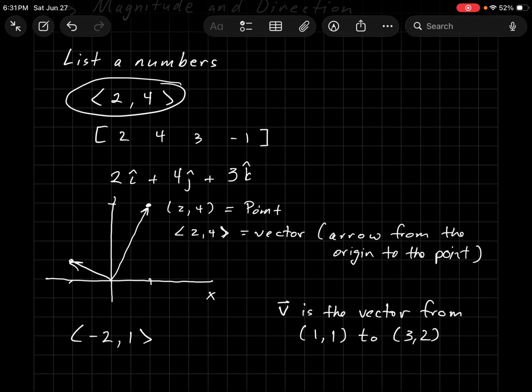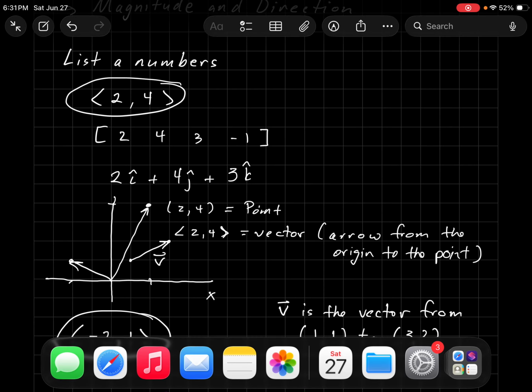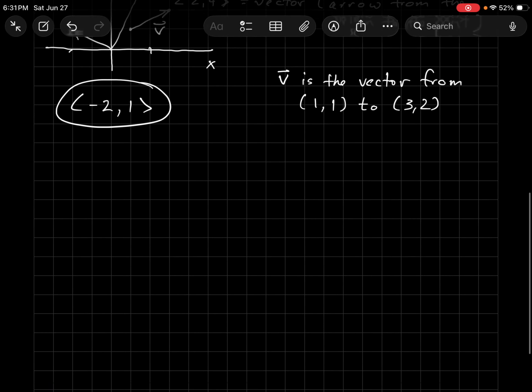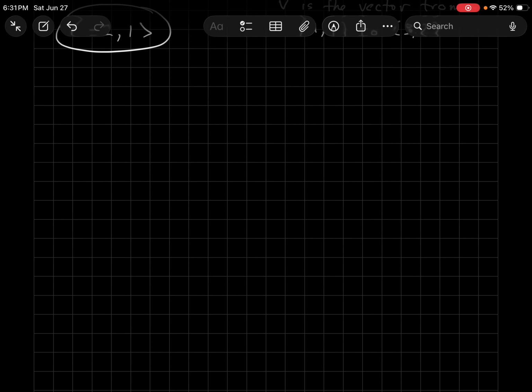Let me draw that real quick. So here's a point 1, 1, and then there's the point 3, 2. And then vector v would be that vector from 1, 1 to 3, 2. But if I don't tell you where I start, if I just put notation like this, it is implied that we start at the origin. So vectors are pretty simple concepts, this list of numbers.